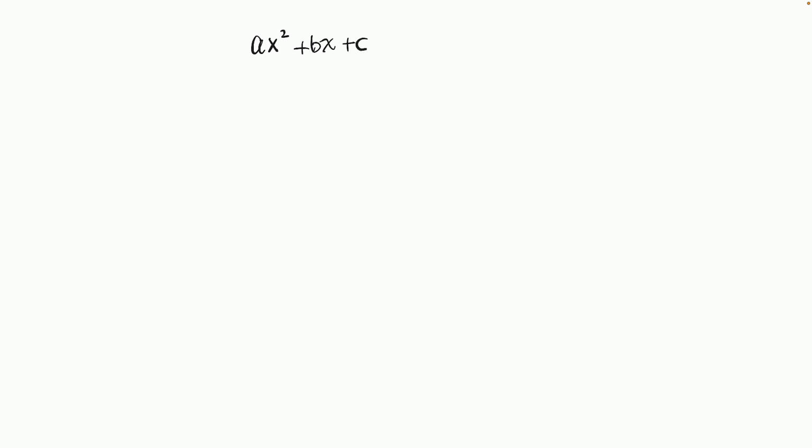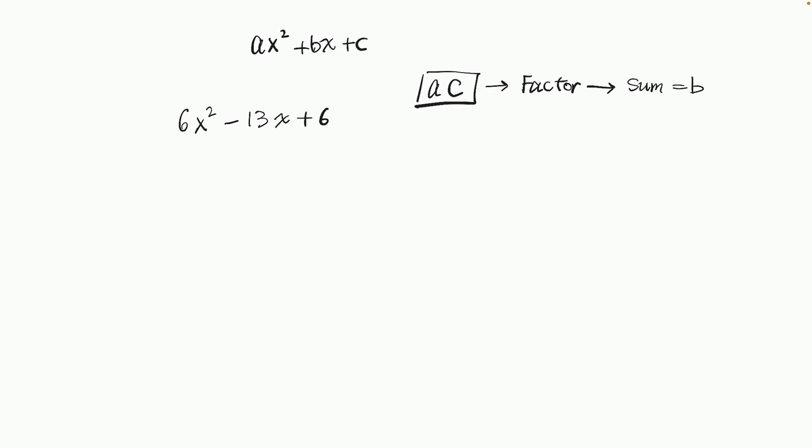That means this time you could see some expression looking like this. And what we do is we look for the product. And then we look for the factors of this product, which will result in the sum equals b. Okay, so let's see this one.